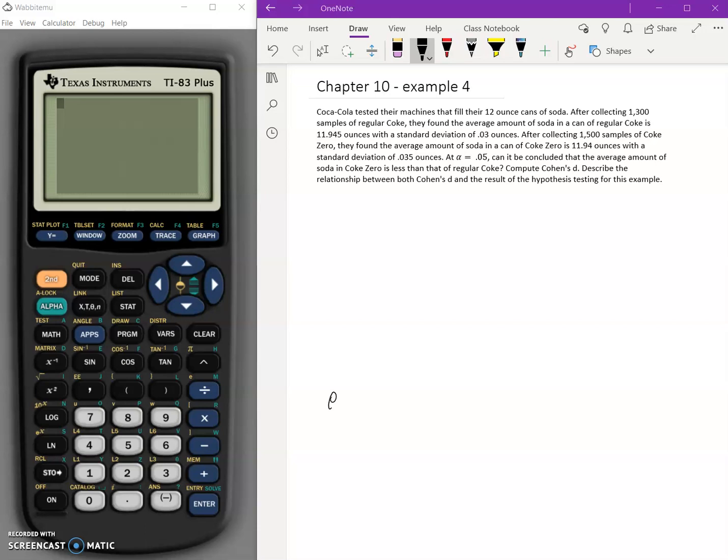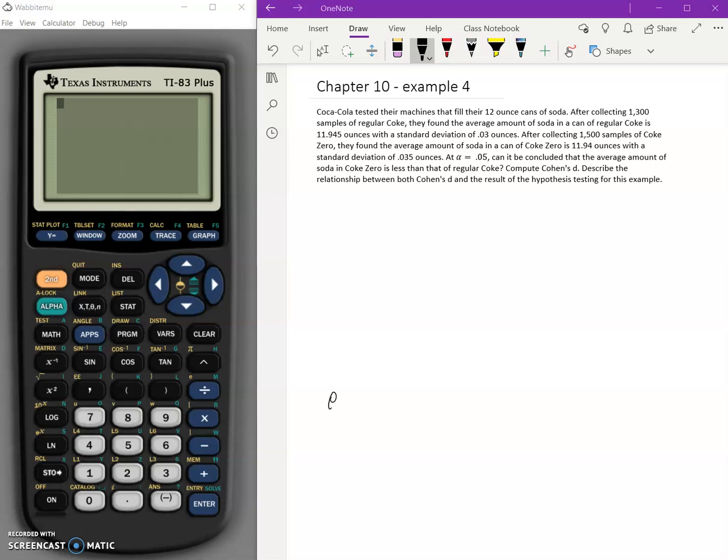Let's take a look at another example of hypothesis testing. Coca-Cola tested their machines that fill their 12-ounce cans of soda. After collecting 1,300 samples of regular Coke, they found the average amount of soda in a can of regular Coke is 11.945 ounces, with a standard deviation of 0.03 ounces.